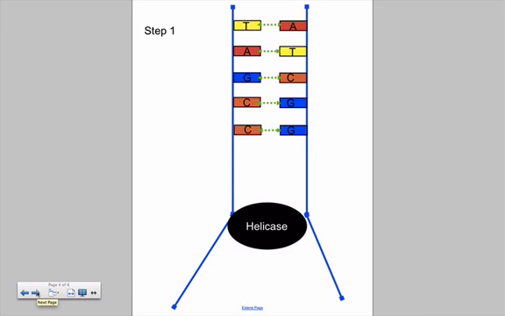Alright, and one thing that I want to mention is there's a bond that holds these nucleotides together, these complementary ones. The complementary ones are held together by a hydrogen bond. So that's what this green dotted line represents. It represents a hydrogen bond.